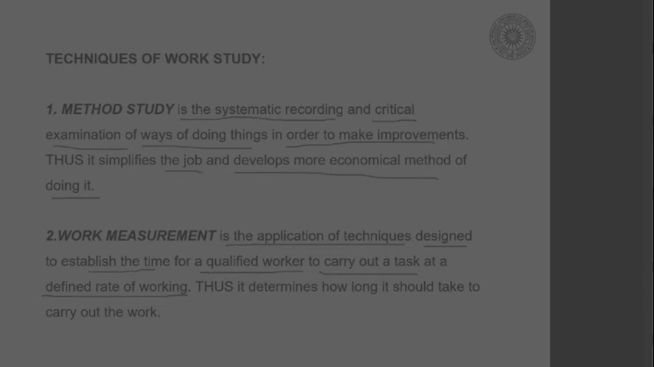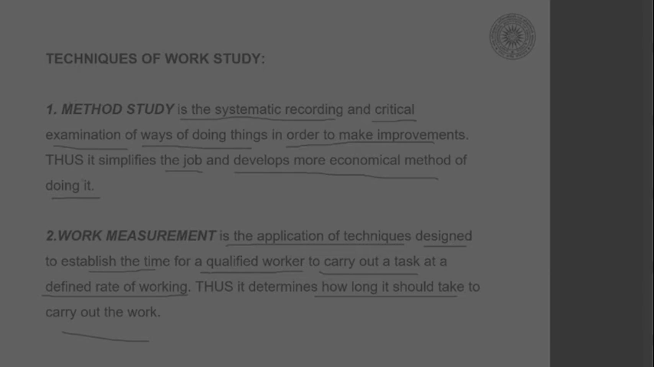Not like this, that you have given a job to a worker and he takes the whole day to do a job which can be done in 2 hours. So work measurement is the application of techniques designed to establish the time for a qualified worker to carry out a task at a defined rate of working. It determines how long it should take to carry out the work. So you understand now there are two techniques: one is method study and another is work measurement.